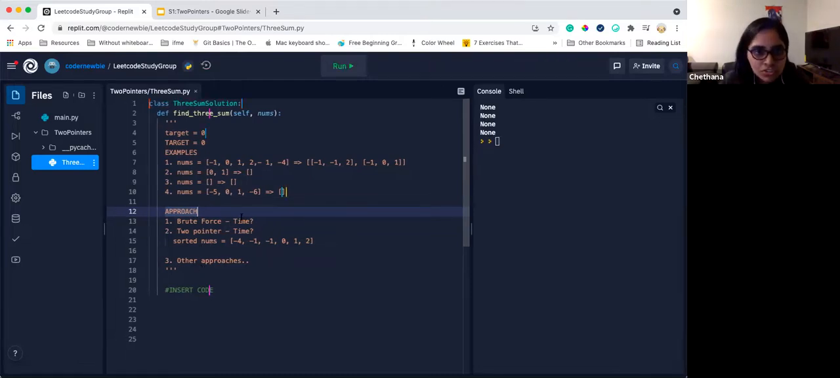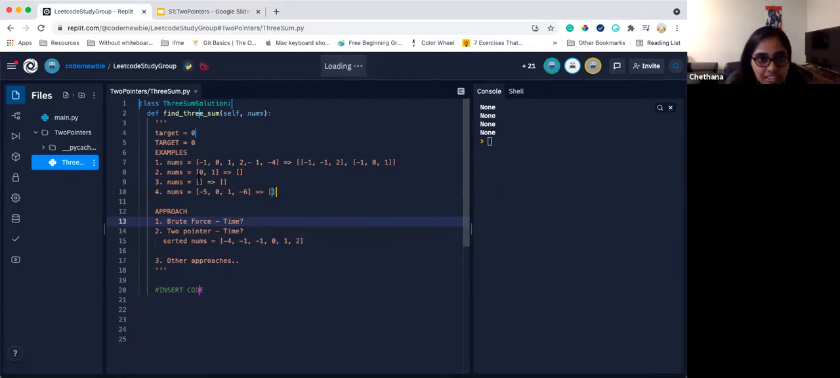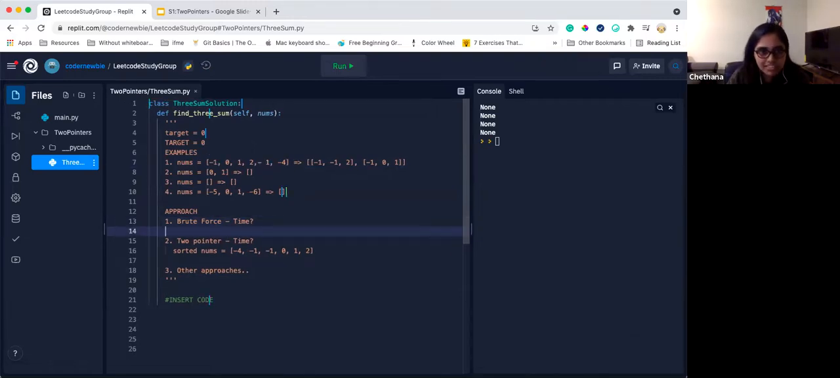Cool. So let's talk about approaches. What do you think is a good brute force in here? Okay, if it were me, a good brute force would be exactly 3 for loops. I'm going to copy this out into our brute force.